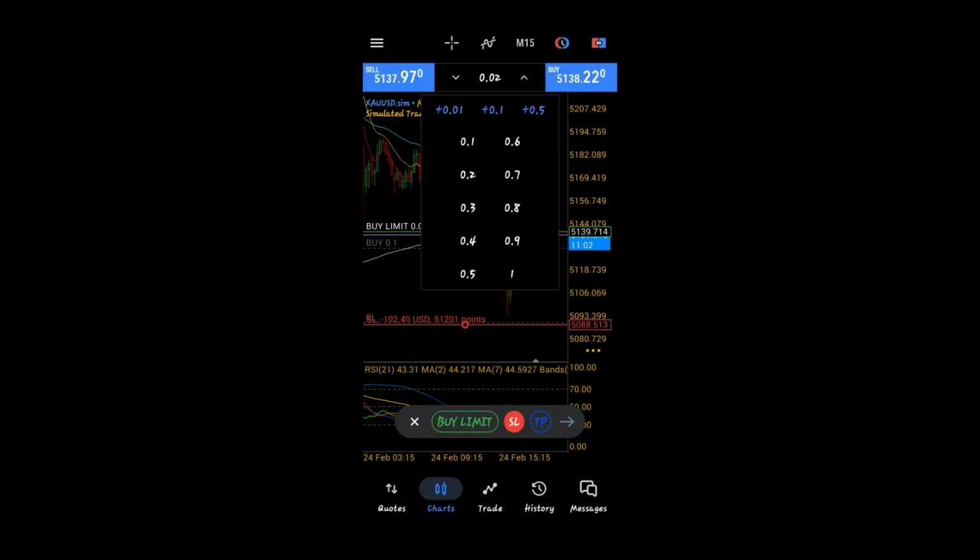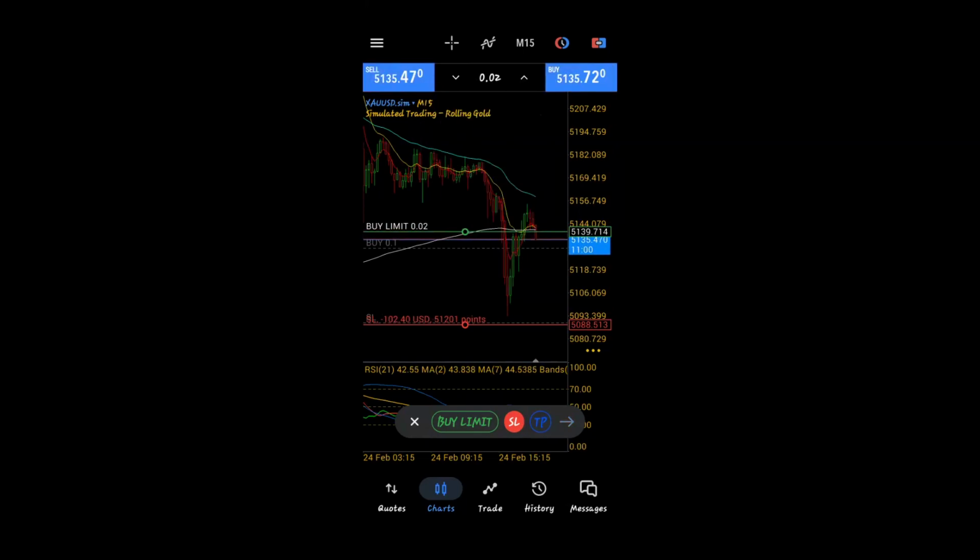So that means with a 0.02, I'm at 102. I can adjust this a little bit. And that's how I'm going to figure out what lot size I'm going to use. This is the best we could do on MetaTrader for figuring out what my lot size should be if I'm only risking a certain amount of money.